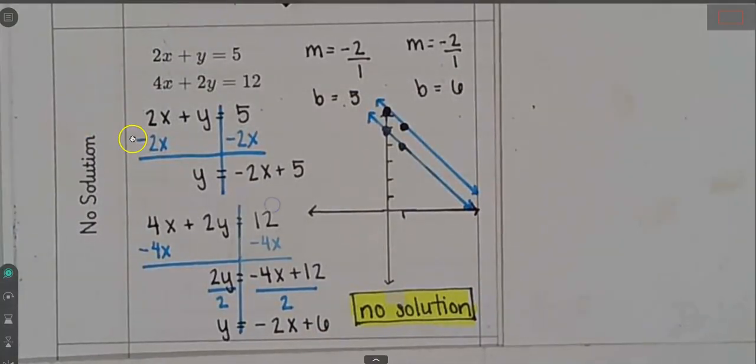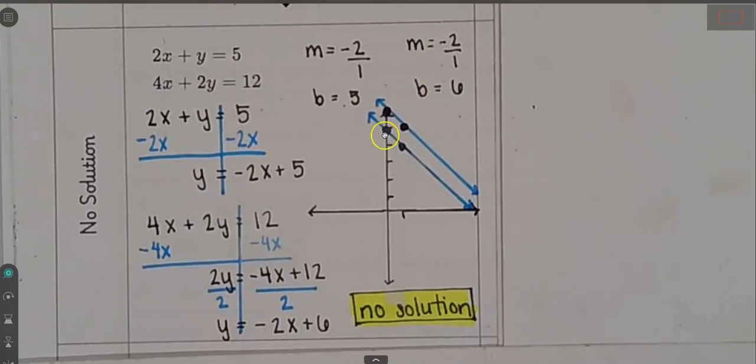Alright, so start by subtracting 2x from both sides. Y equals negative 2x plus 5. M is negative 2, B is 5. Subtract 4x from both sides. 2y equals negative 4x plus 12. Divide everything by 2. Y equals negative 2x plus 6. Ladies, shh. So here the slope is negative 2, B is 6.